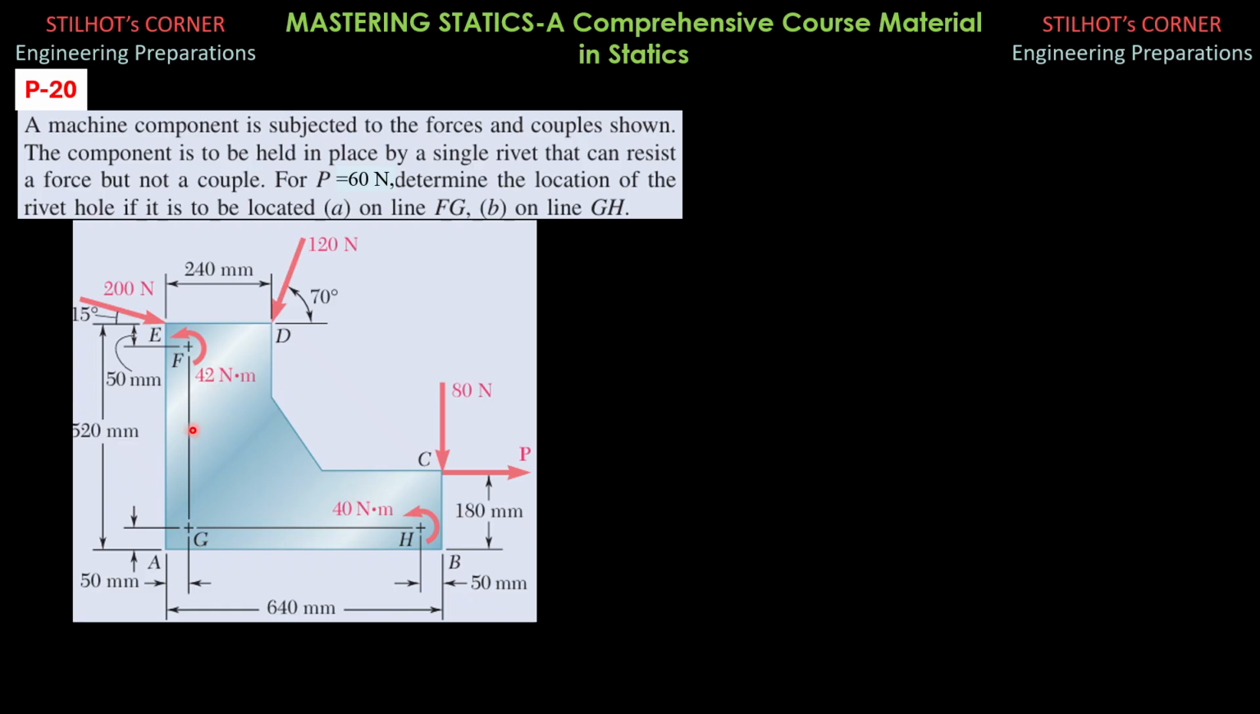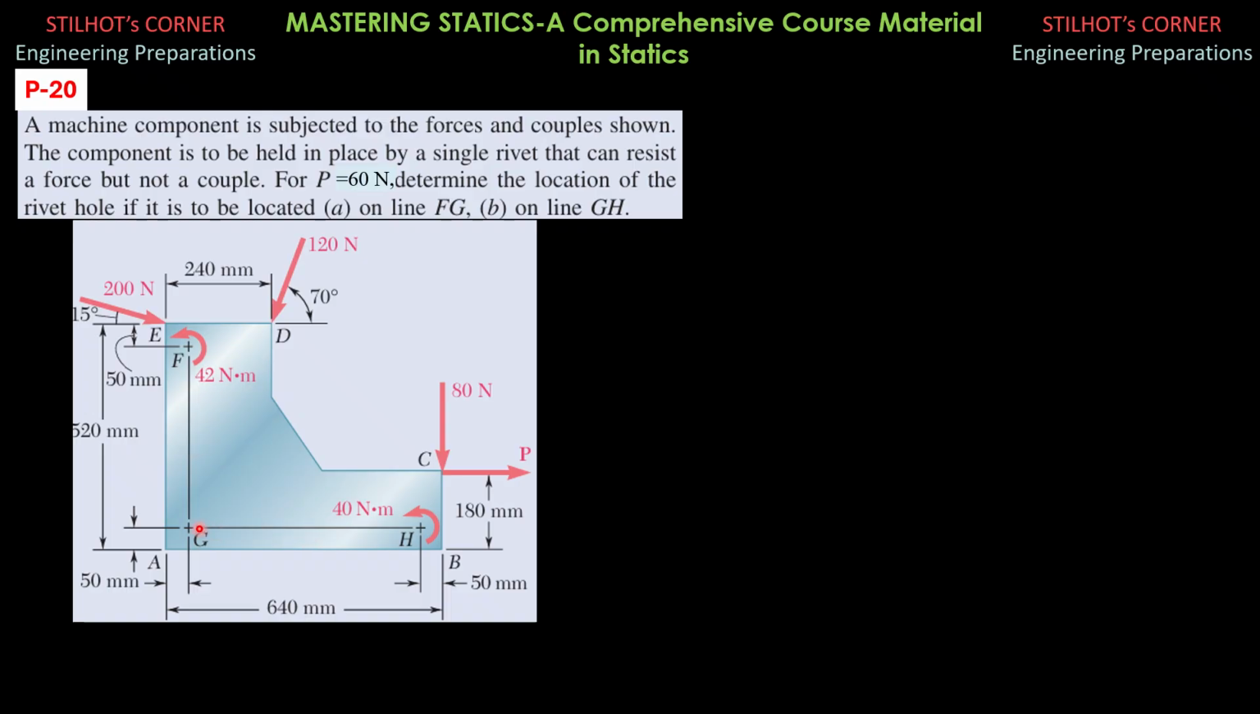So that's the idea. The rivet should be on this line FG or on this line GH. And the line of action should be extended, and we can move the components of that resultant along the line of action on line FG and on line GH.